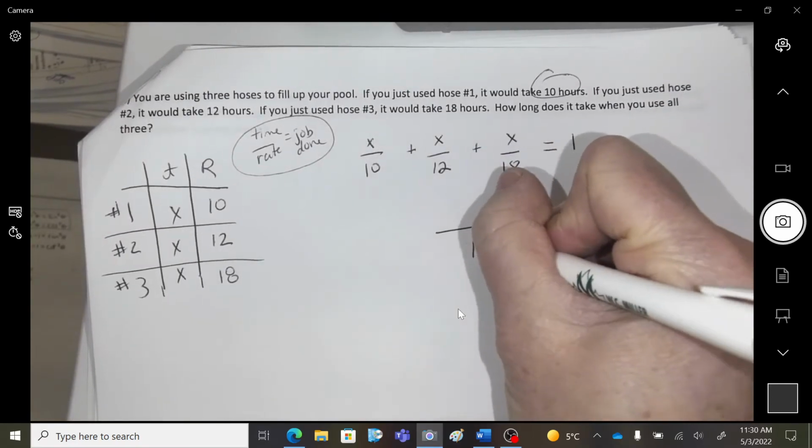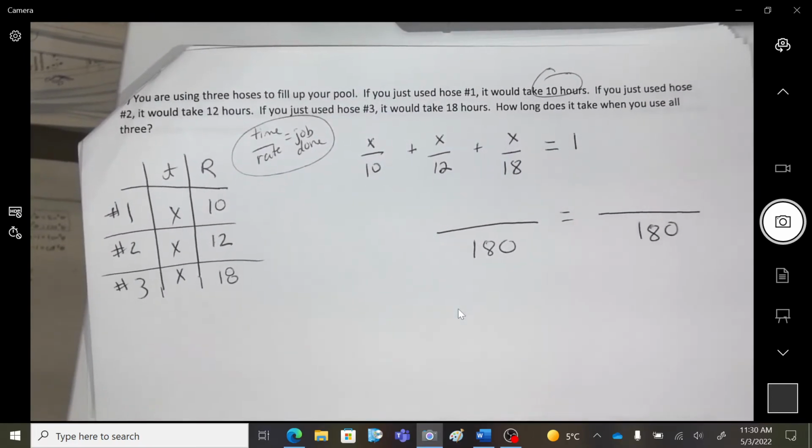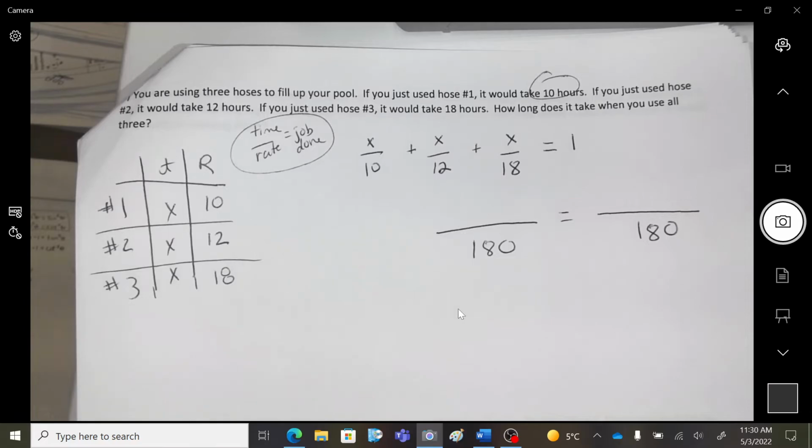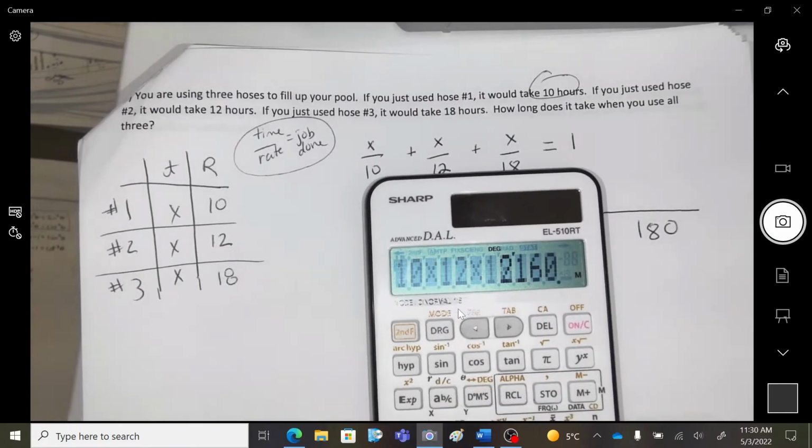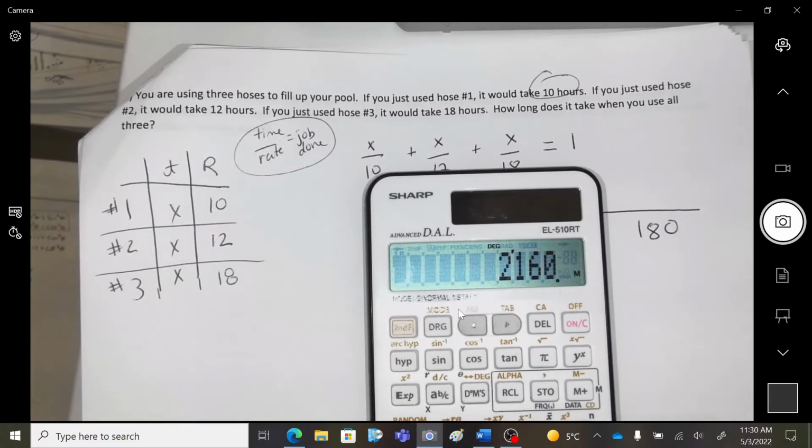Okay, 180 is the lowest number. If you couldn't figure that out, it's okay to go bigger on this one, like 10 times 12 times 18. I could have picked that. It would have been fine. You would have got there.